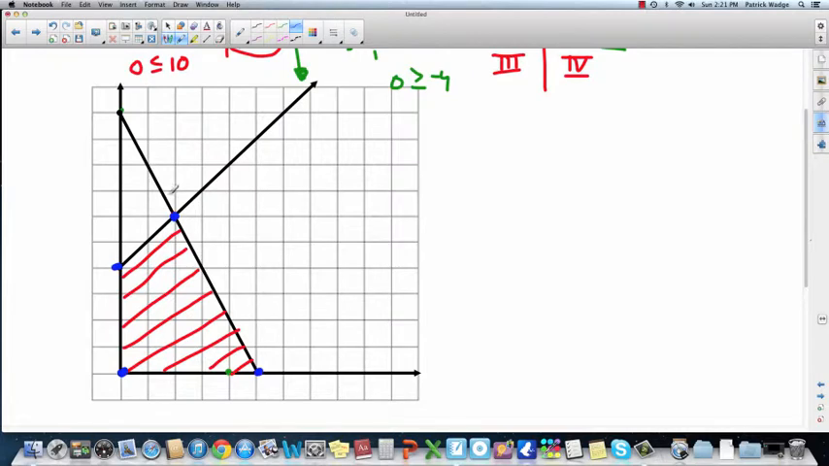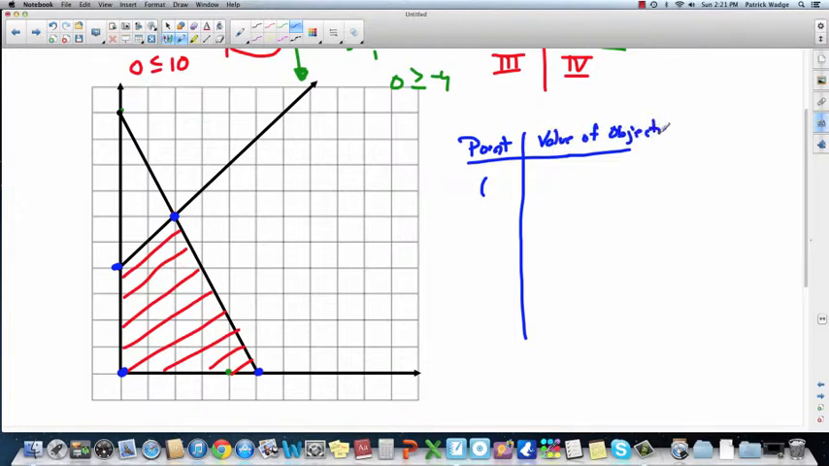So what are those points? Let's write them down. Well, this one's 0, 0. Sometimes I do it as a table. I'll put point, and I'll just put value of objective function. You could just put value, but just so you know what I'm talking about, I'll put value of objective function. Okay, so one point is 0, 0. You can do them in any order.